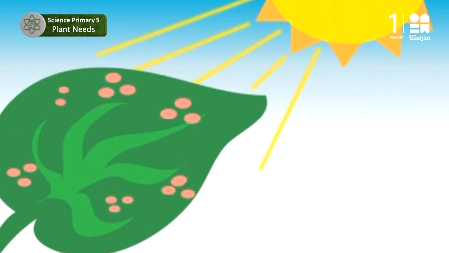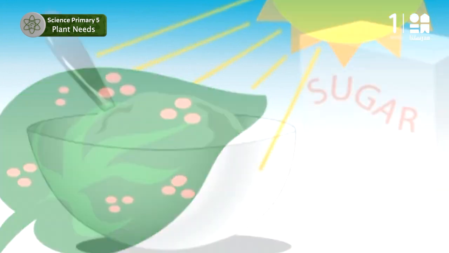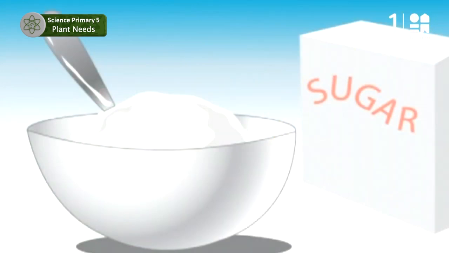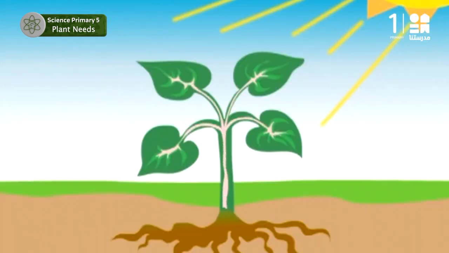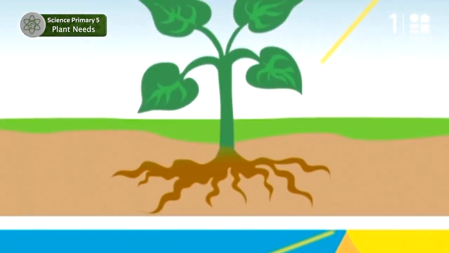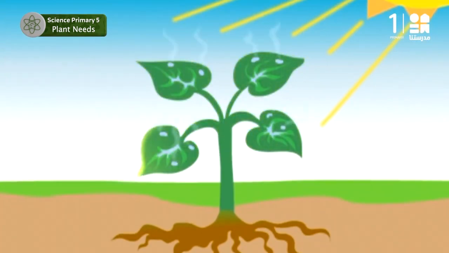The food is called glucose. Glucose is sugar. The sugar feeds the plant. Photosynthesis is how a plant makes its food.